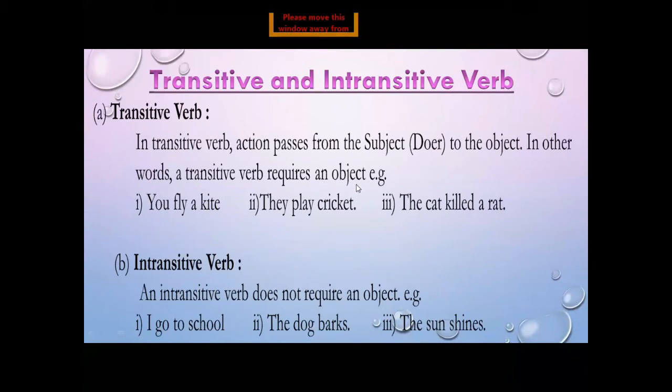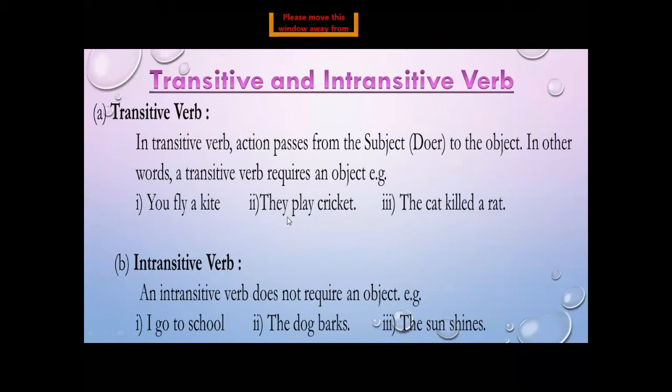It is necessary. Otherwise, it will not be a transitive verb. Just like you fly a kite. You is a subject, fly is a verb, and the kite is the object, and it is necessary. Without kite, the subject will be incomplete. You fly. We don't know what. Then the second sentence is they play cricket.